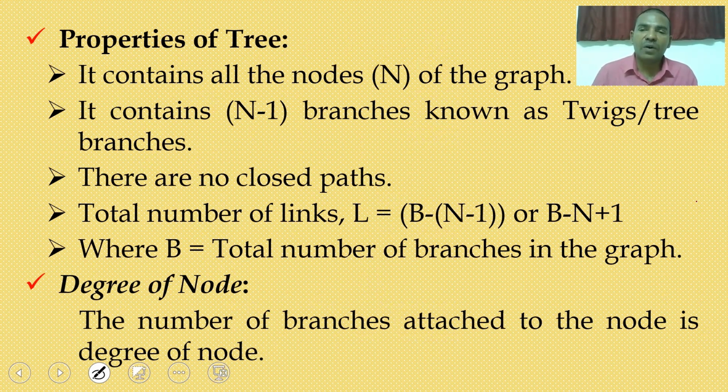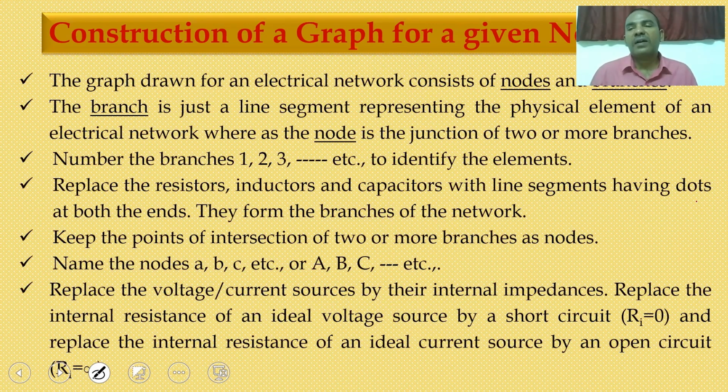So the degree of the node of a particular tree can be considered as the number of branches attached to the node. Okay, so now coming to the construction of a graph. I already told you the graph consists of only straight lines. So every passive element and active element is replaced by a straight line with terminals. These straight lines are line segments, or you can call them branches.